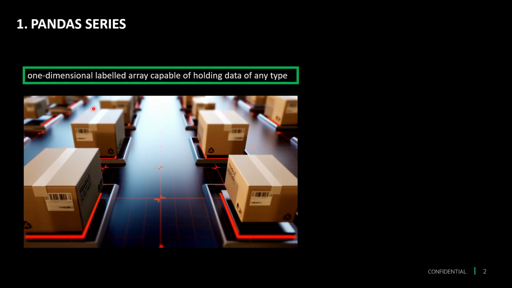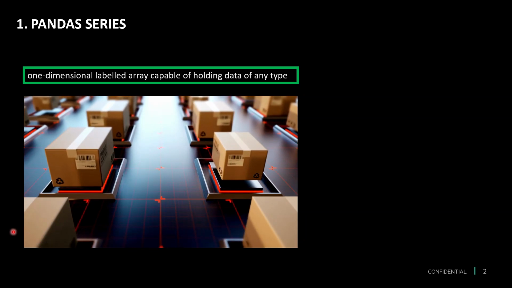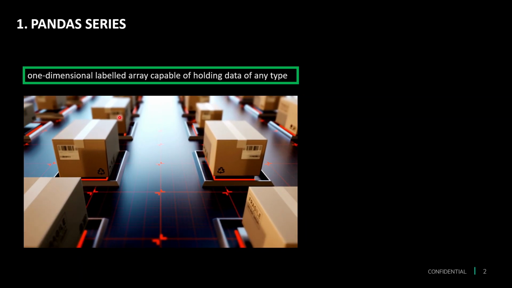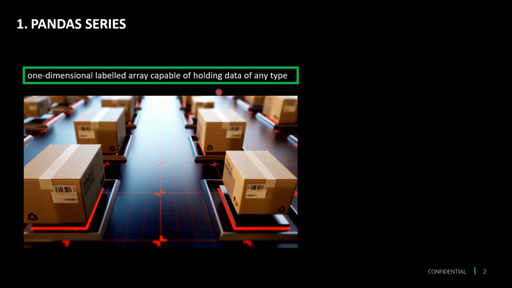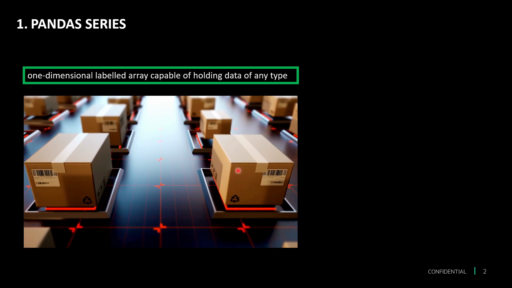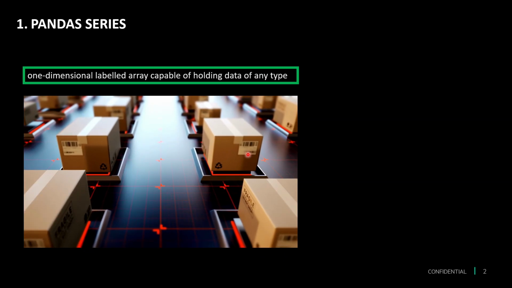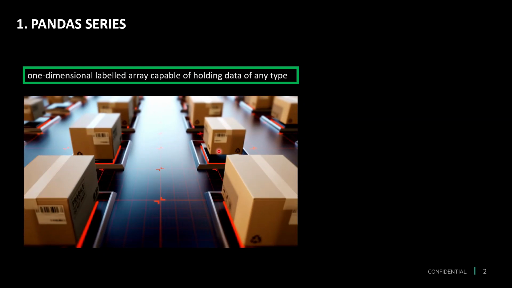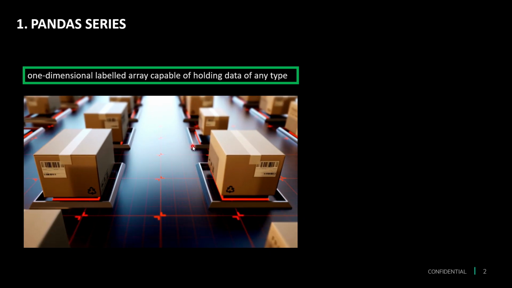So let's start understanding the series first. So series is one dimensional data. Just think about a one row of the data in a table will be called series. Series could be by default index or it could have some specific label. So we'll see what the label means.